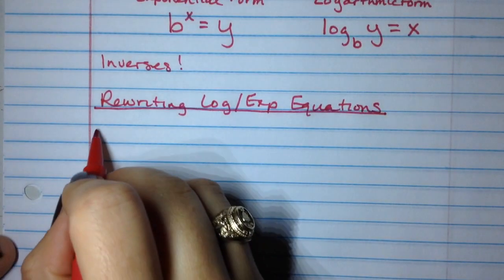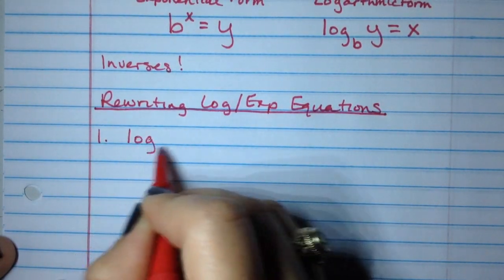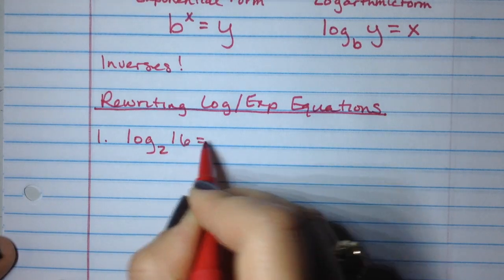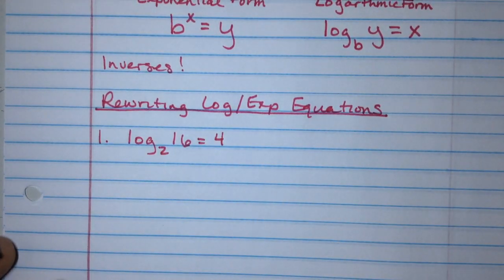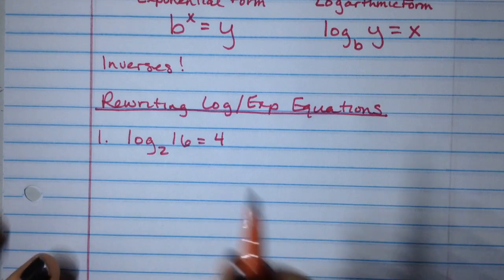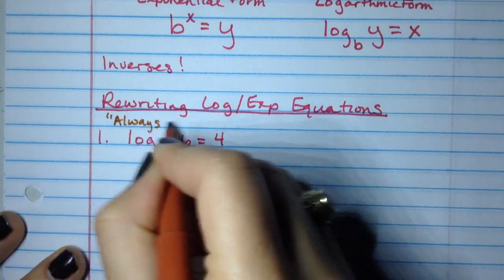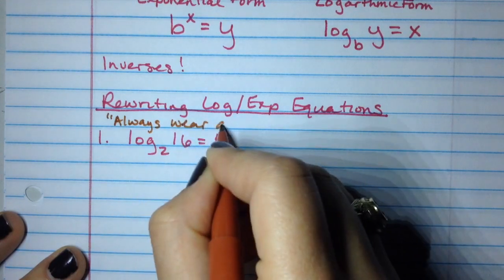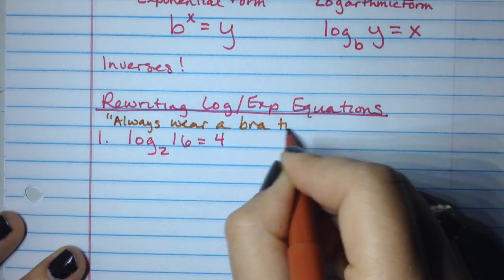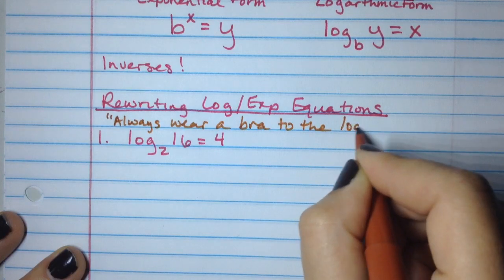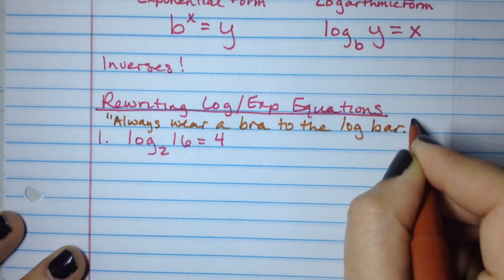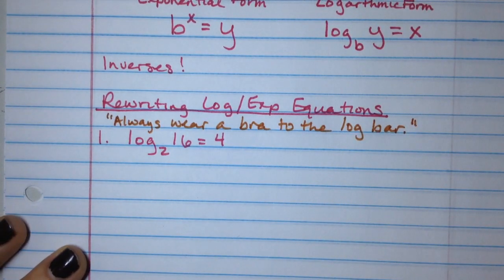Your first example of the day is log base 2 of 16 equal to 4. We want to rewrite this into exponential form. Now, there is a saying that I want you to write down on your paper. It's not very PC, but it's definitely going to help you remember. It is the phrase: always wear a bra to the log bar. Always wear a bra to the log bar.